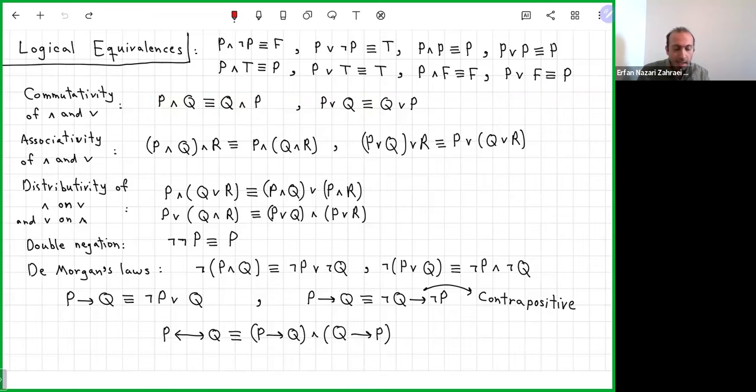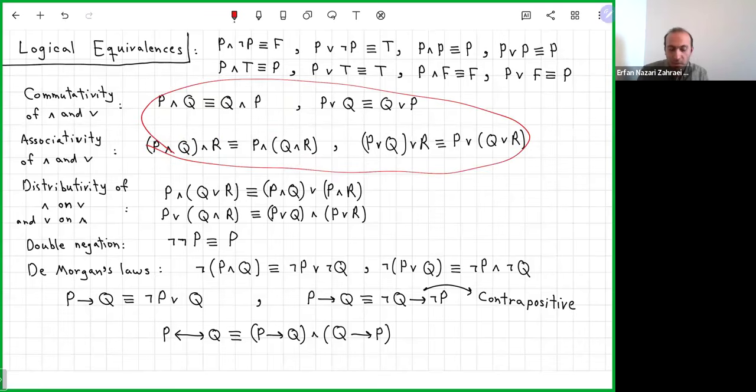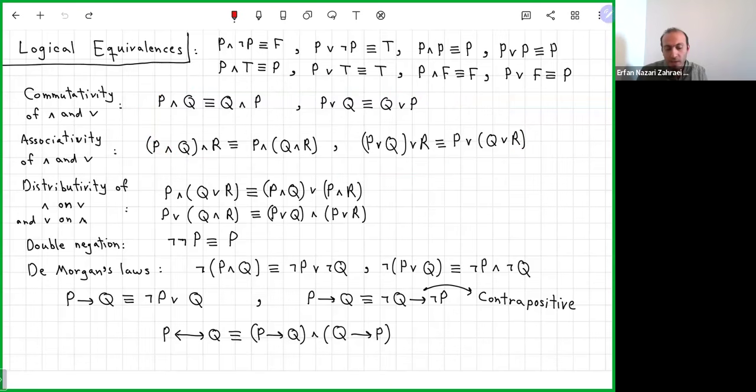And associativity, so P and Q and something else is equivalent to P and of the other two. So basically, combining the commutativity and associativity of and or, you can conclude that when you have only ands, many ands, just ands, the order of terms and how you parenthesize them doesn't matter. The same for or, if it's purely ands or purely ors.